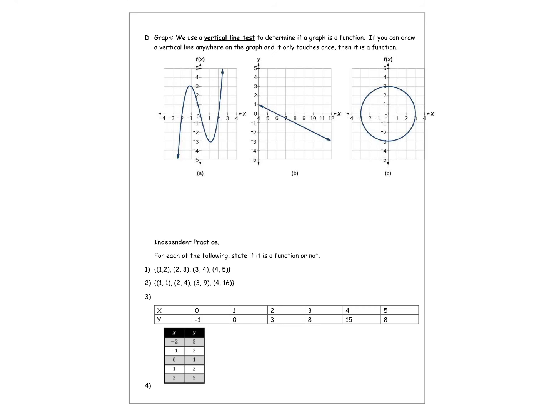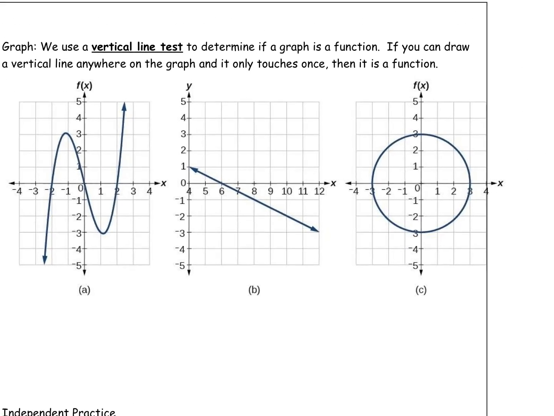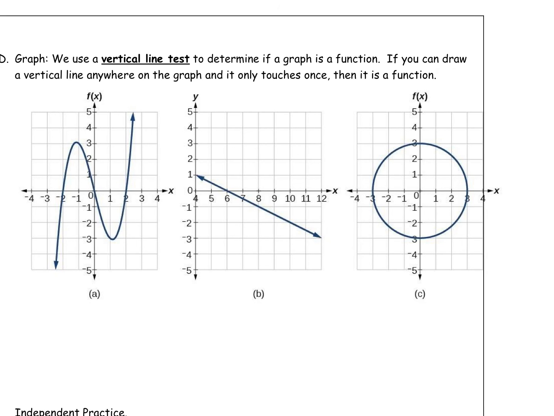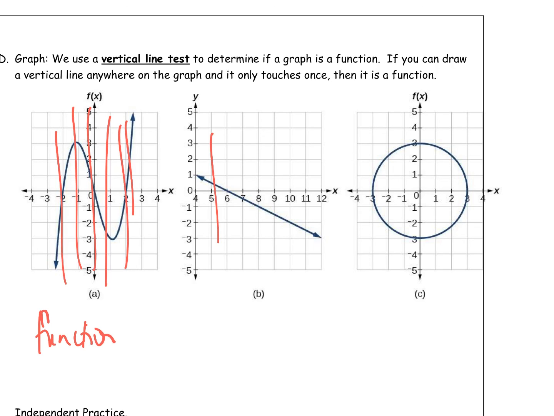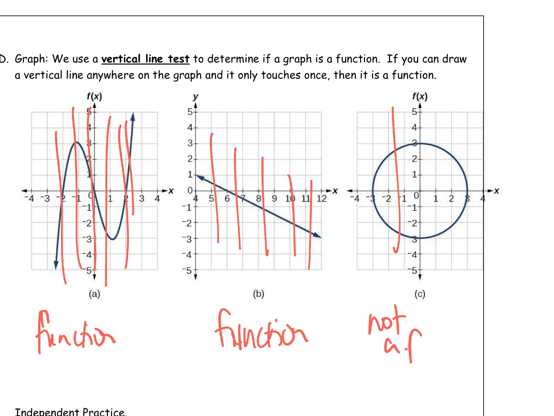Okay, let's look at when I have a graph. I actually like this one the best. We use something called a vertical line test. So what we do is we imagine if we could draw a vertical line, and if you can draw a vertical line and it touches only once, then it is a function, okay? So if I can draw a line, touches once, touches once, touches once, touches once, touches once, touches once, so this is a function. No matter where I draw that line, it only touches once, so that's a function. Here, touches more than once, so not a function.